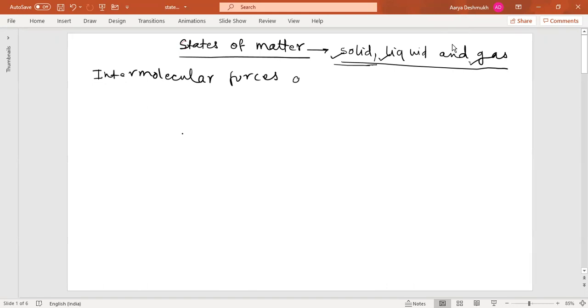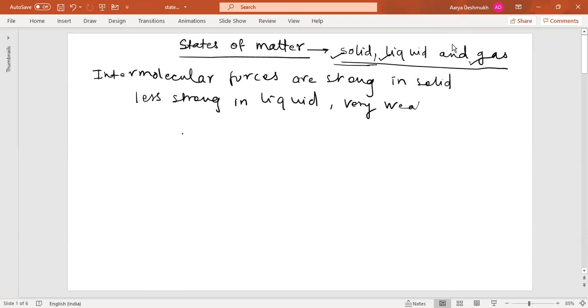So these intermolecular forces are strong in solid and less strong in liquid and very weak, not very strong, very weak in gases. Now the three physical states of matter can be determined as per the strength of the intermolecular forces. So these are solid, liquid and gases.